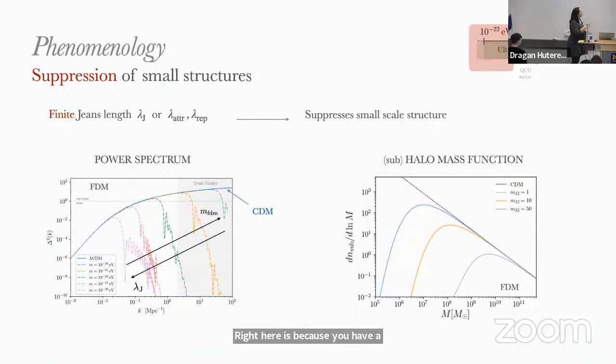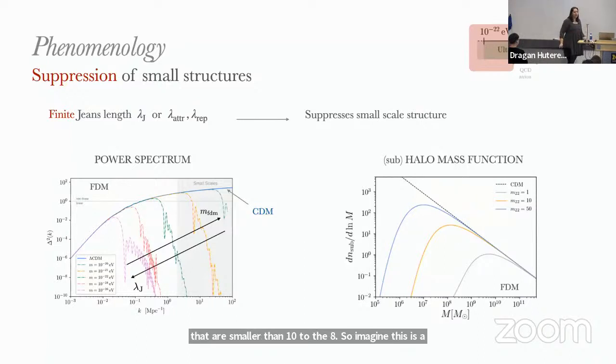And this type of suppression on small scales can also be shown in the halo mass function. The halo mass function basically tells you what is the size of the halos that you expect in your theory. In CDM, because you cluster on all scales, you expect, here the dashed line, to have halos on all scales. But if you have a 10 to the minus 22 eV dark matter, you are going to see that you only have halos that have a mass higher than 10 to the 8. So your universe doesn't have halos that are smaller than 10 to the 8. So imagine this is a very different universe than CDM.